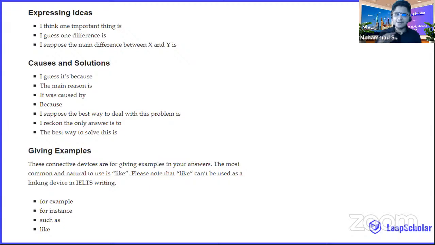Okay, for example, what can I say? I prepared for IELTS in a different way before I joined LeapScholar. For example, I read different books like Raymond Murphy, Michael Swan, so I can use it like this also. We can give examples. That is another style of speaking, good style of speaking.